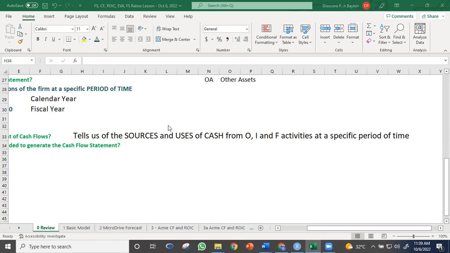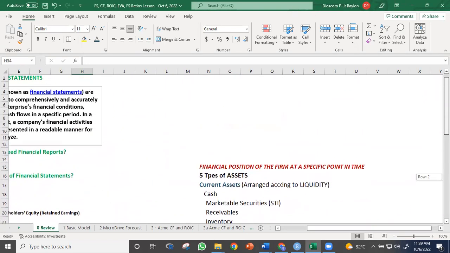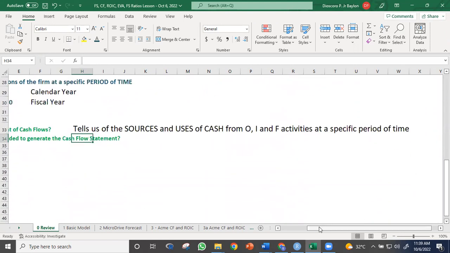So let me repeat. The statement of cash flows tells us where cash came from and where cash was used, sources and uses of cash, from three specific activities: operating, investing, and financing activities at a specific period of time. Okay? So just like the income statement, period of time and statement of cash flows. Ang balance sheet lang ang at a specific point in time.